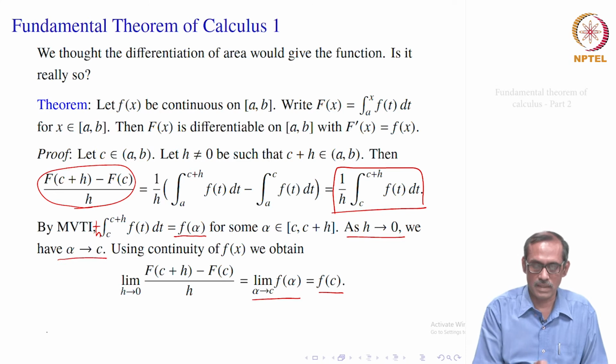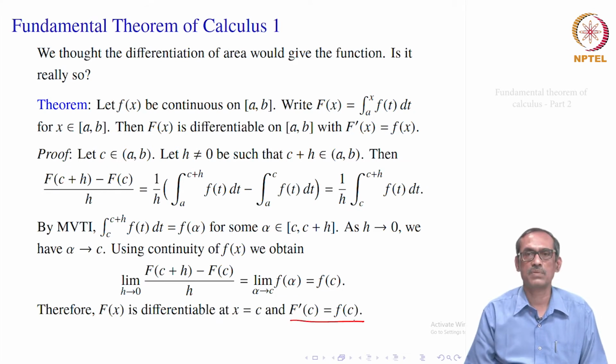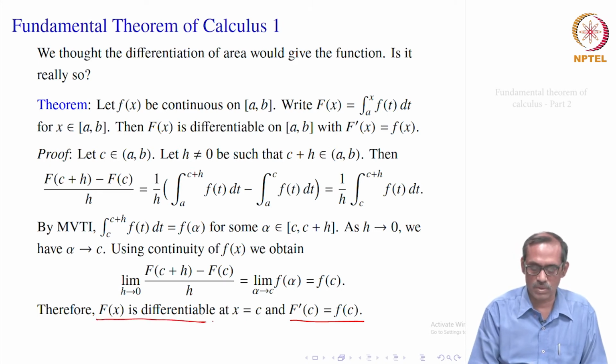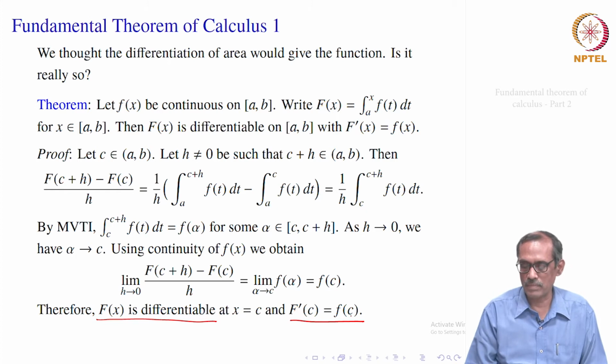So, this is really what we wanted, because the left side is the derivative at c. So, capital F prime at c is equal to f of c, that is what we have obtained. Moreover, at x equal to c, F(x) is also differentiable. So, this means at every interior point of the interval a to b, we see that F prime c equals f of c. It remains to decide about the end points a and b.